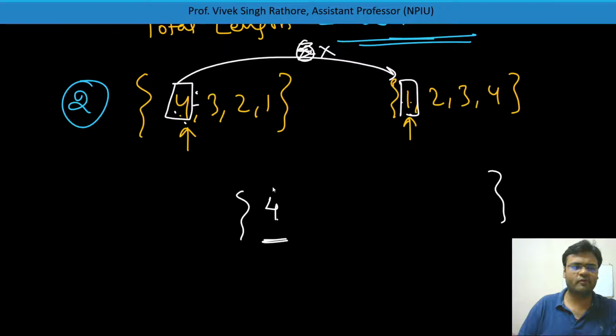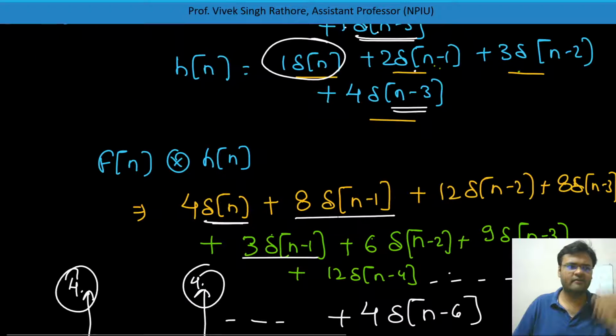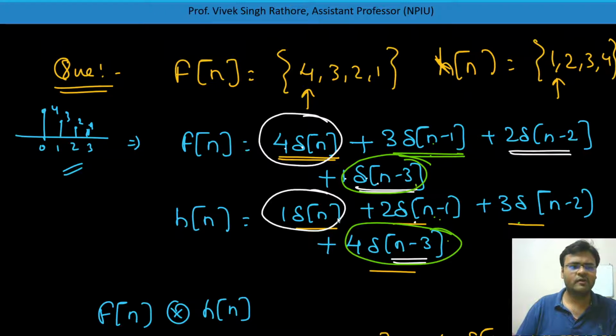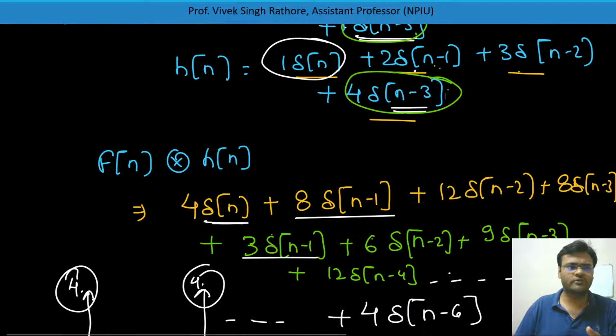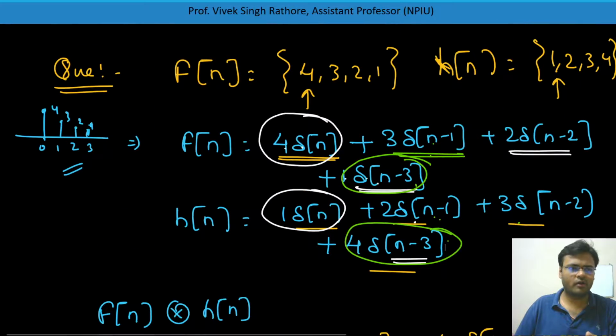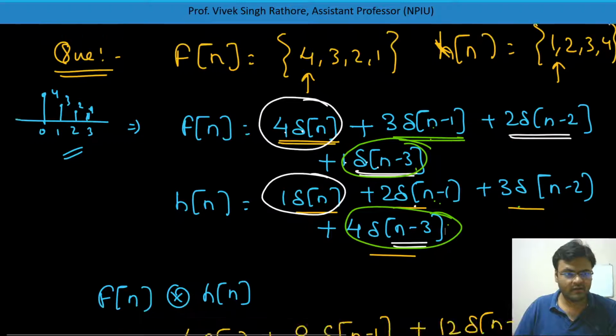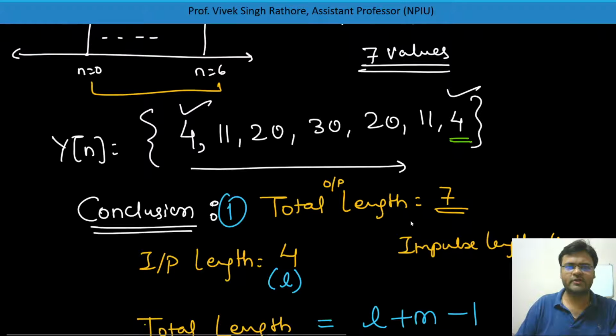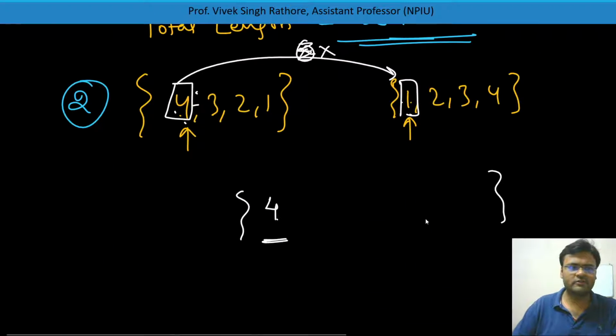Now it is coming 4, and the same repeats with the higher value also. In the higher values, we have multiplied our signal with the last value, and when we multiply with the last value, we get the final output value as 4 ones are 4, delta n minus 6, right? So 4 delta n minus 6. And here also we have seen the output as 4.